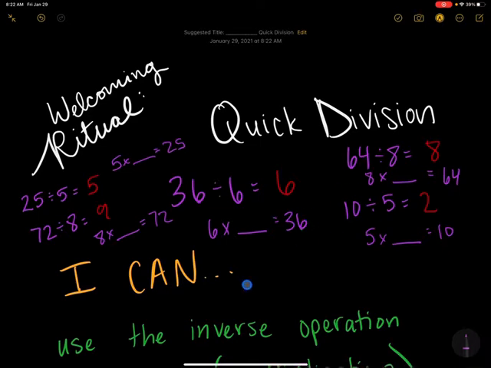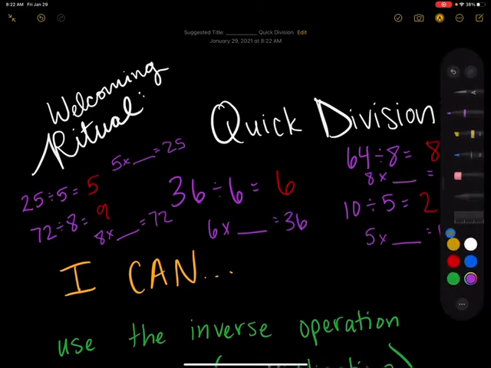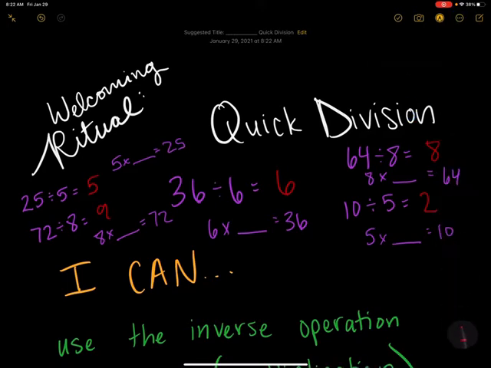Do you see what I did there? I flipped the problem around so that my dividend, my big number, became my product in my multiplication problem. And then I would be able to answer all of these: 6 times 6 is 36, 8 times 8 is 64, 5 times 2 is 10, 5 times 5 is 25, and 8 times 9 is 72.